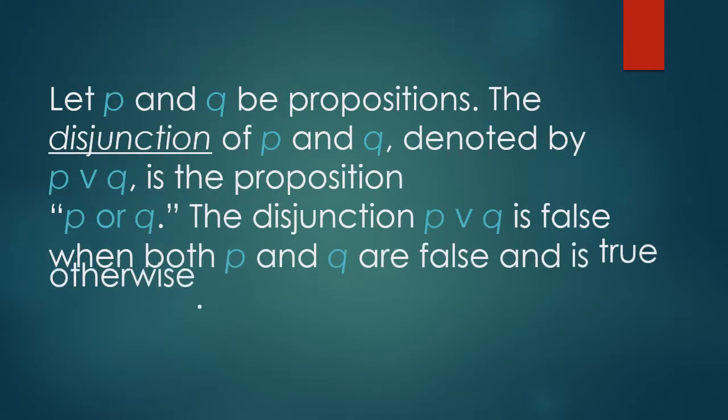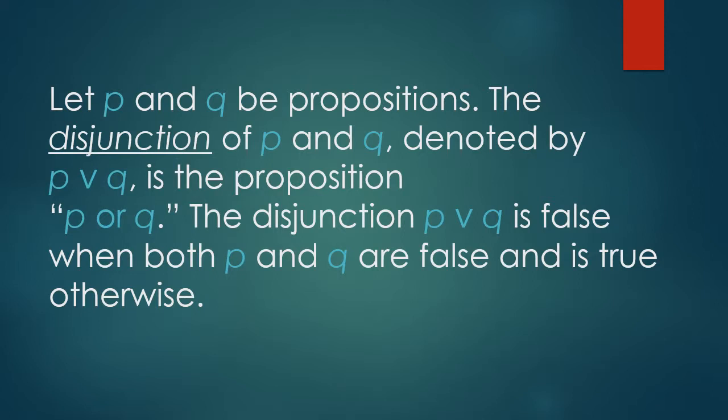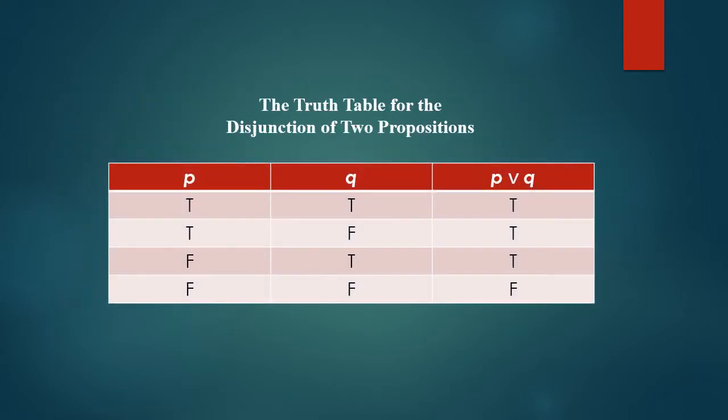Another method is the disjunction. Let P and Q be propositions. The disjunction of P and Q is the proposition P or Q. The disjunction is false when both P and Q are false and is true otherwise. This is the truth table for the disjunction of two propositions.